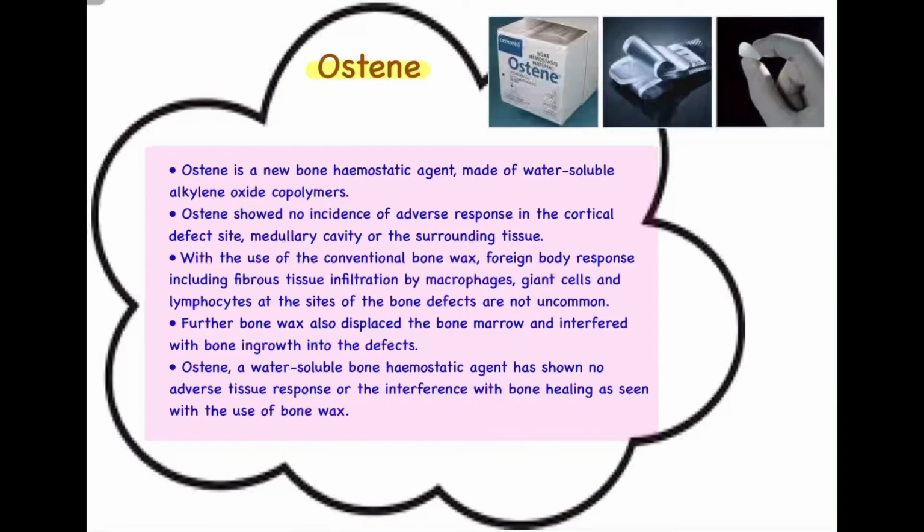Next up we have a recently introduced hemostatic agent, that is Ostene. Now it is made up of water soluble alkylene oxide copolymers, right. So it is water soluble. Now there are no adverse antigen antibody reactions associated with this particular type of material, either in the cortical site or in the medullary cavity or in the surrounding tissues. So with the use of conventional bone wax, foreign body responses are very common, as we have discussed about the granuloma, right. But with this newer material there are no such disadvantages.